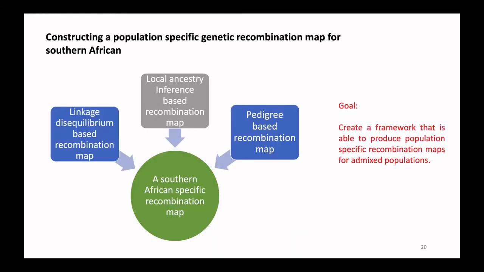So another area that we are interested in is looking at population-specific genetic recombination maps for Southern African populations. And we're doing this in 3 ways. So we're doing a linkage disequilibrium-based recombination map, a local ancestry inference-based recombination map, which I'm focusing on, and then a pedigree-based recombination map. Each have their own advantages and disadvantages, and we hope to harness all of these to generate a framework that is able to produce population-specific recombination maps for admixed populations.